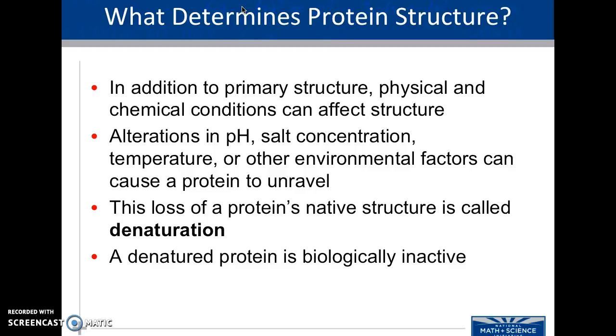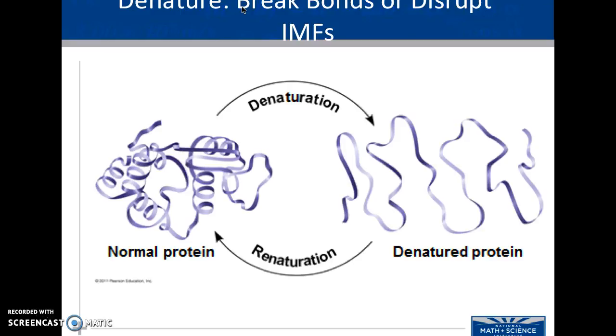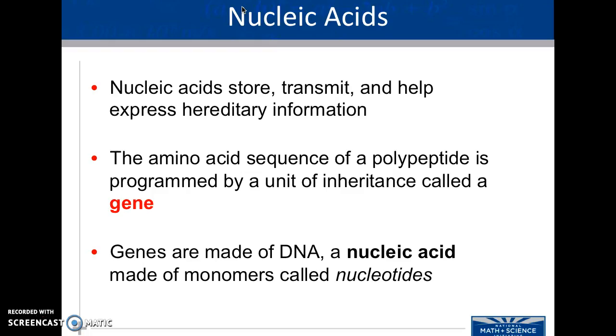In addition to primary structure, physical and chemical conditions can impact, or especially negatively impact, the structure. pH, salt concentrations, and temperature can cause a protein to unravel. The most obvious example of this is an egg. The white of the egg contains tons of proteins. When we add heat, we see the structure changing drastically in the form of a color change. It becomes white. We see the proteins are physically becoming denatured. A denatured protein is inactive, and so it cannot function anymore.